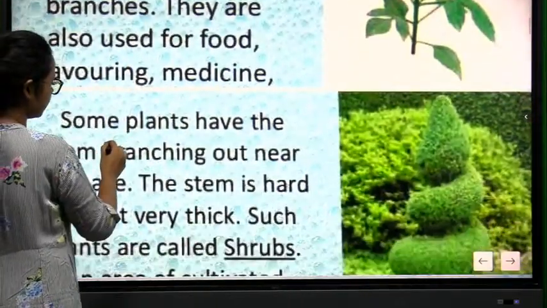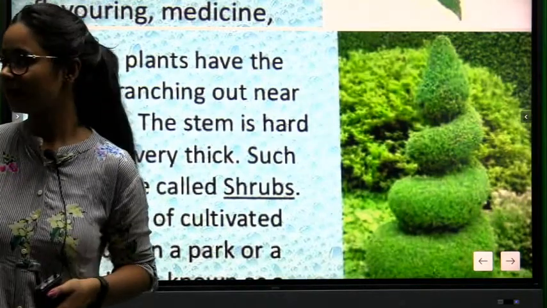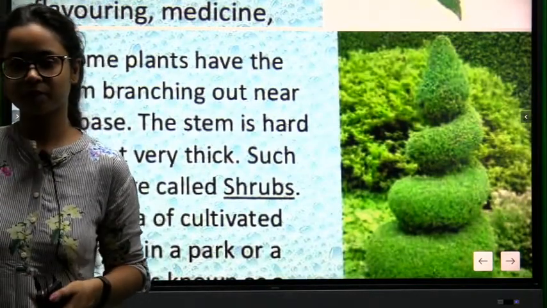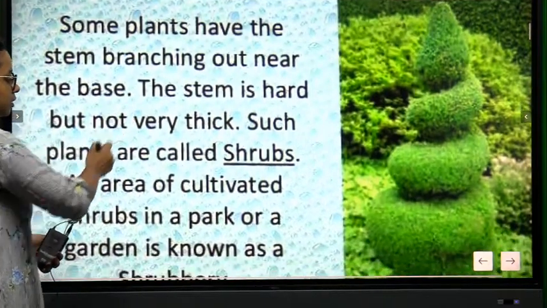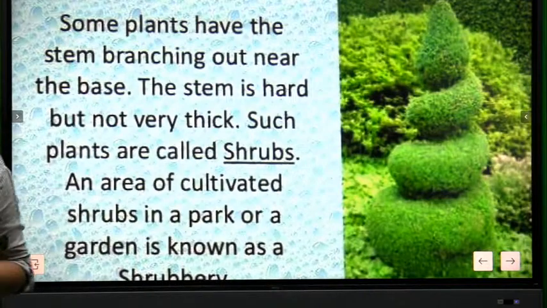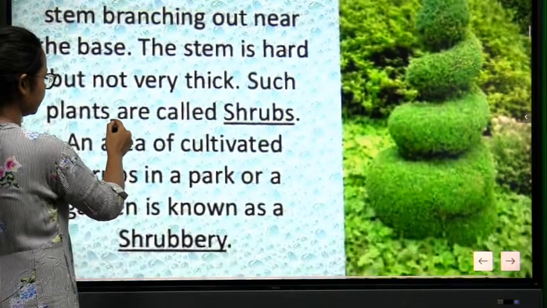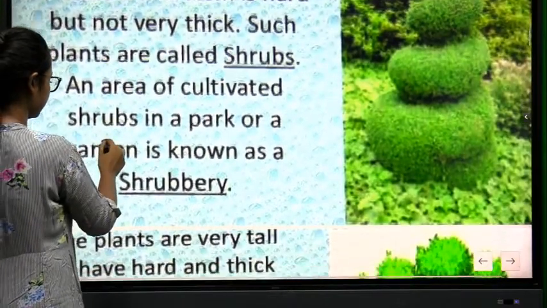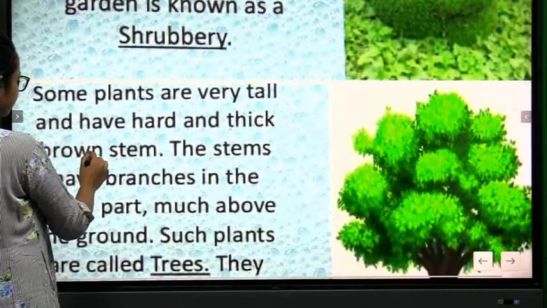Shrubs, which you see around the roads, on the sides of the roads, sometimes on the highways, in between the highways, and in parks or nearby parks. They are called shrubs. They have a little hard kind of branches, and they are cultivated near the parks, and that is called shrubbery.